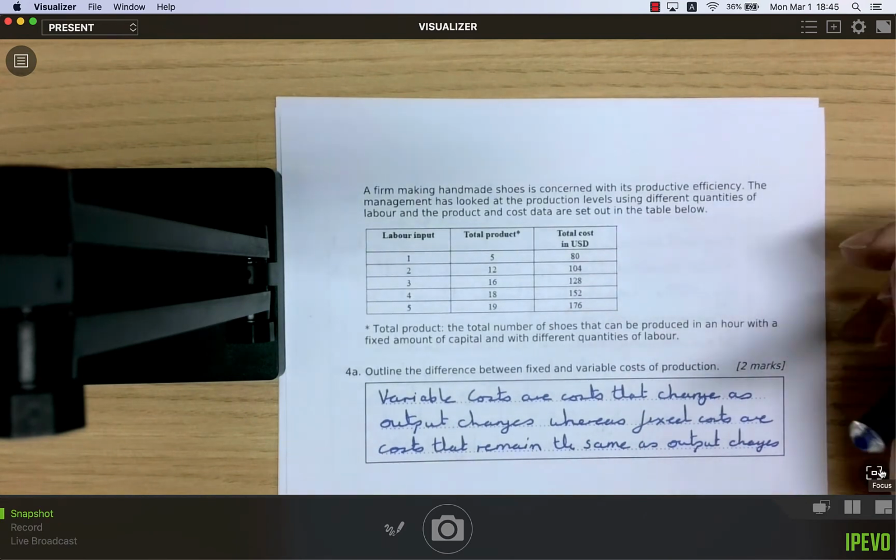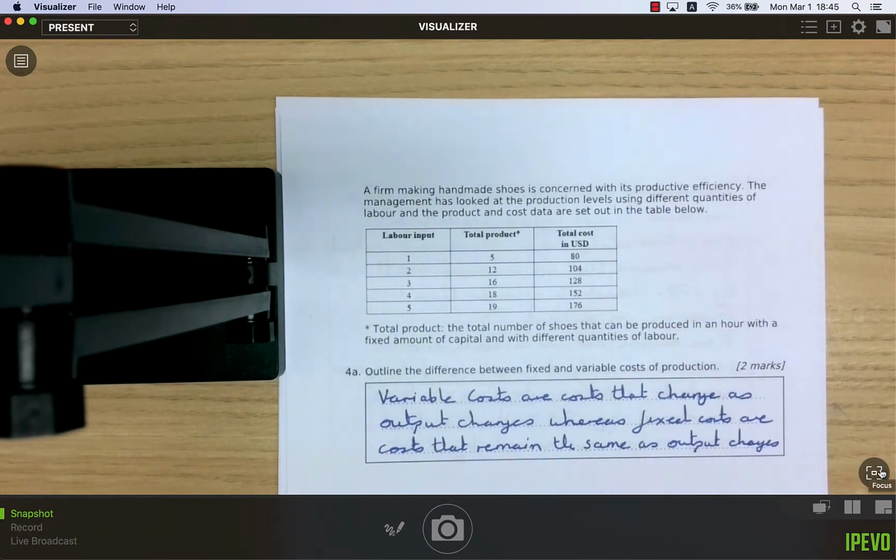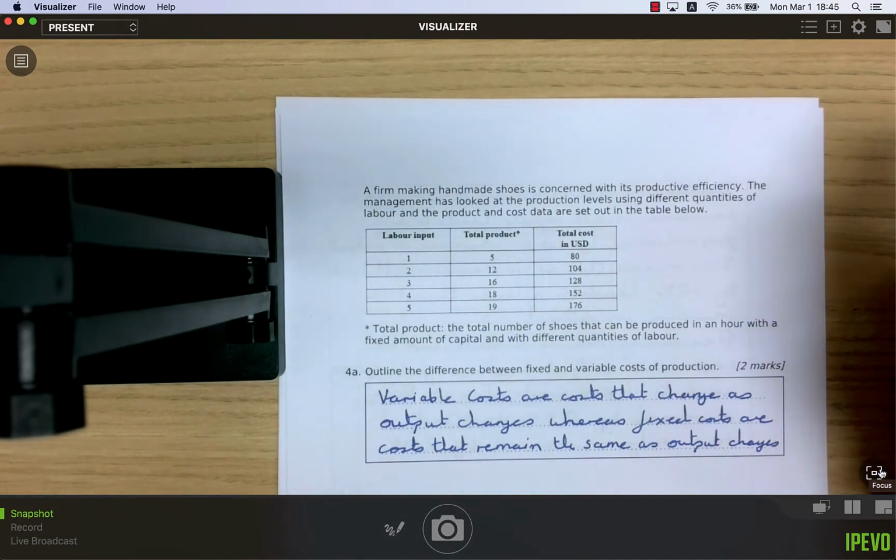Okay, now the next thing is a firm making handmade shoes. Part B to this question has a lot of simple math, and you're well able to do it, guys. A firm making handmade shoes is concerned with its productive efficiency. There's a certain definition to what that is, we'll come to that later on. The management has looked into the production levels using different quantities of labour, and the product and cost data are set out in the table below.